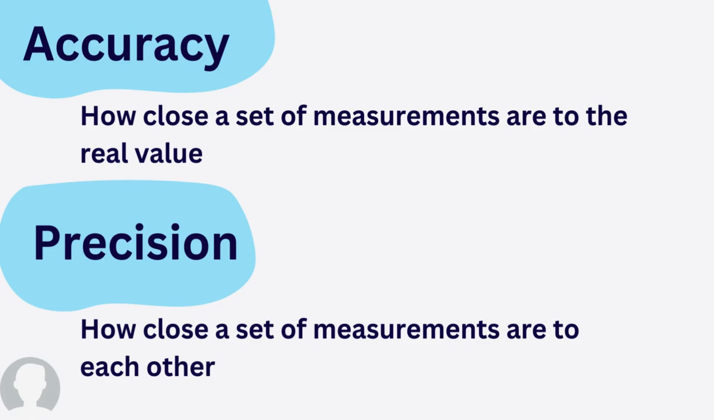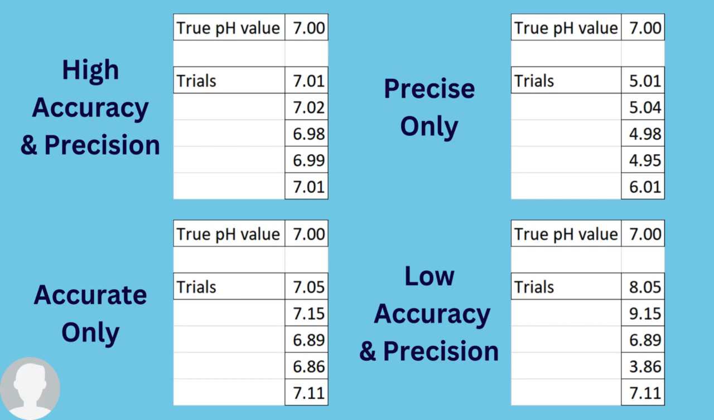Now let's talk about accuracy versus precision. Accuracy is how close a set of measurements are to the real value, while precision is how close a set of measurements are to each other. Here are some examples that show the difference between precision and accuracy.